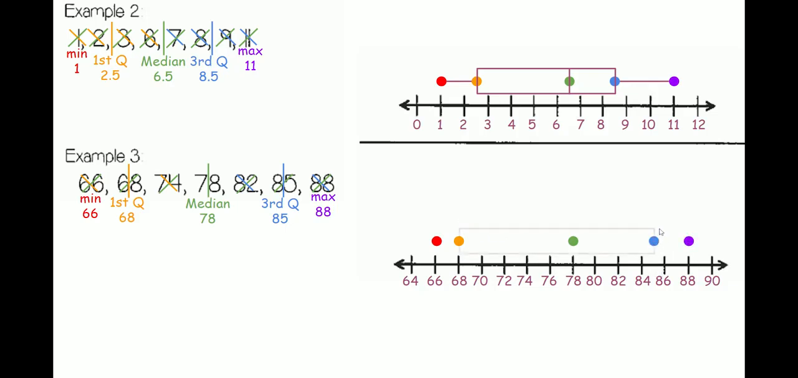Put our box around this area, which means it's a lot of data in between here, or a lot of variability within this area. Draw the lines on the side. So now you know how to set up a box plot, sometimes called a box and whisker plot.